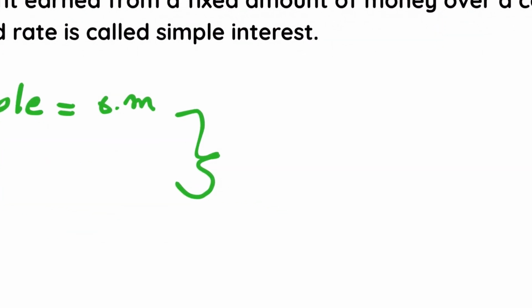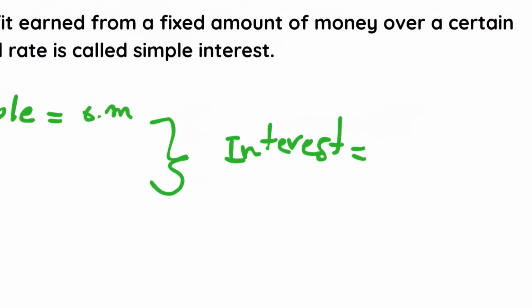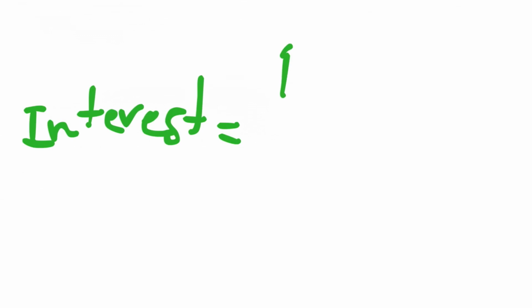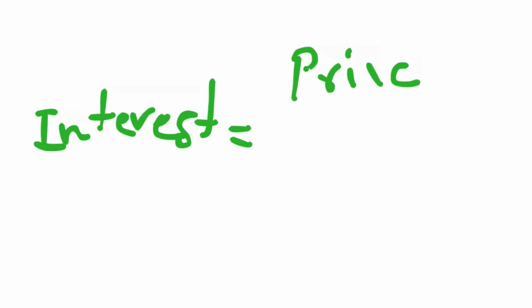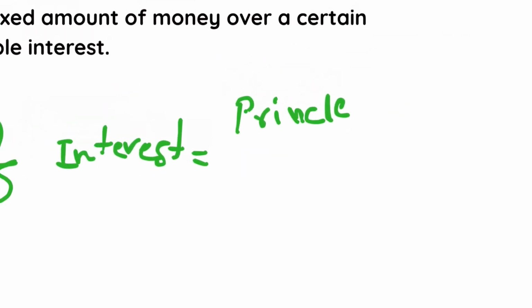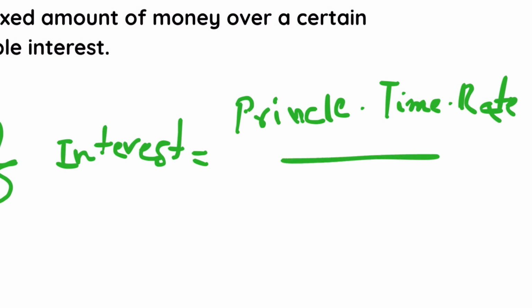So the interest is equal to my principal. I'm writing this in the full version, each word, to make it simple for you. Principal times time times rate, all divided by 100, okay?